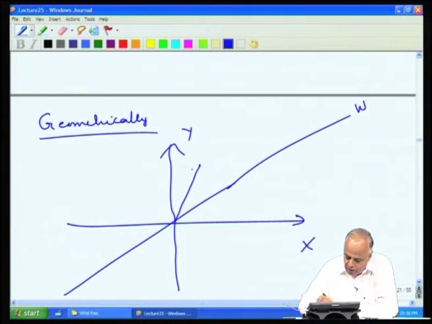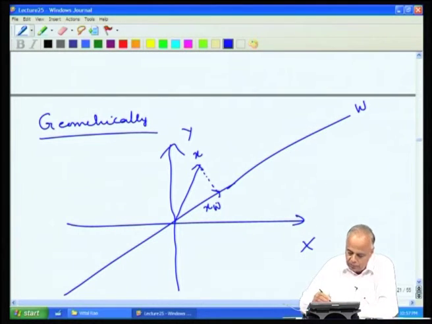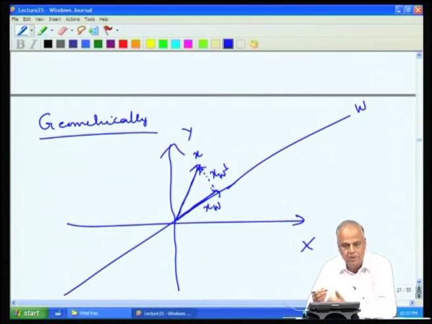Take any vector x now, draw the perpendicular from x to this. Now, this vector is x_W, and this vector is x_W perp. And we know by the resolution of forces that the force x, or velocity, whichever vector you want to use, is the sum of these 2 vectors.